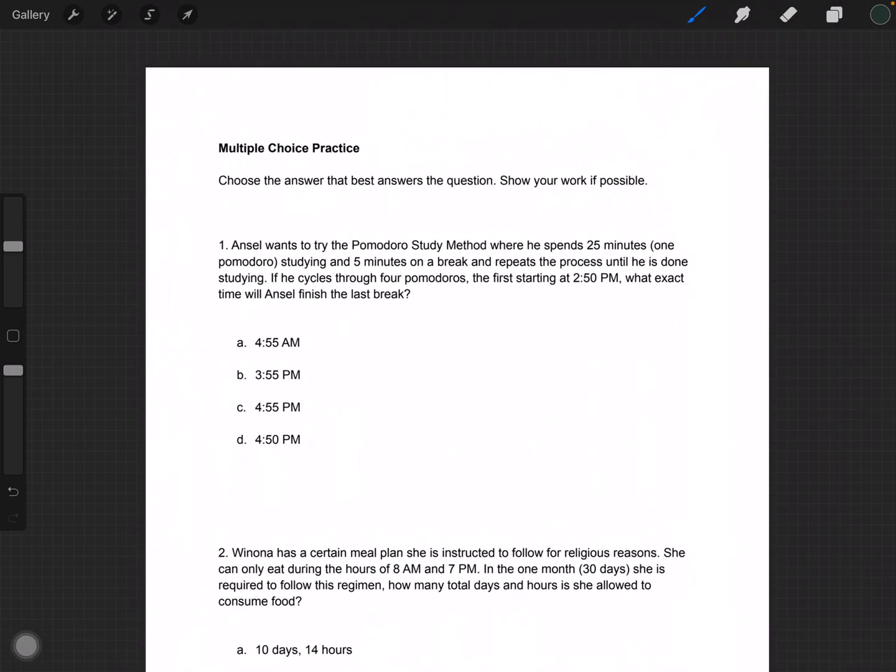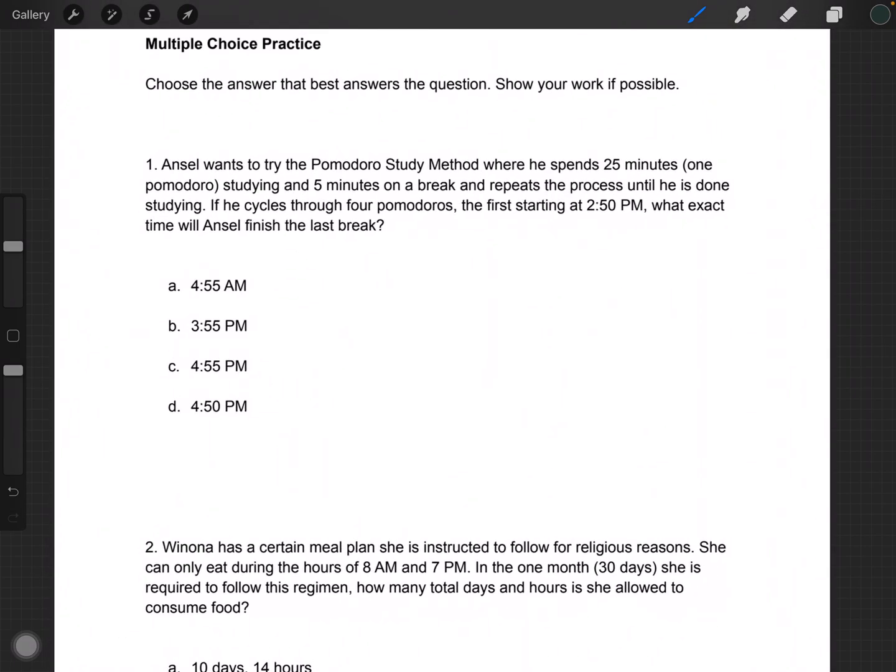So now we have 4 multiple choice practice problems. Number 1 says, Ansel wants to try the Pomodoro study method where he spends 25 minutes studying and 5 minutes on a break and repeats the process until he's done studying. If he cycles for 4 Pomodoros, starting at 2:50, what is the exact time Ansel will finish the last break? So we want to first calculate how much time he spends studying and on breaks, and then add that on to 2:50 p.m.